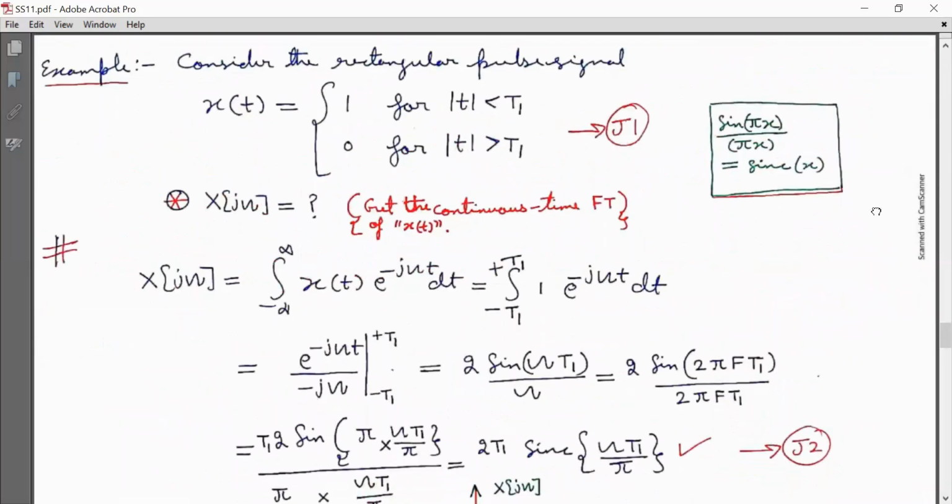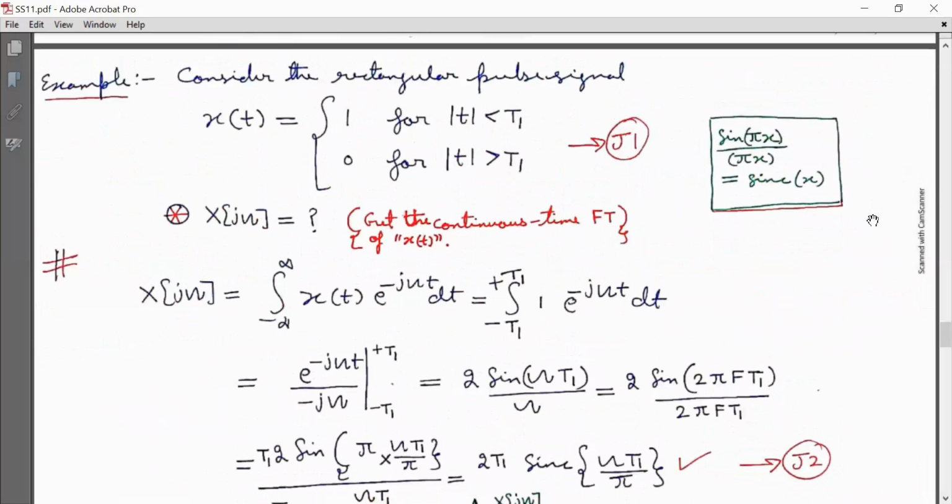Now consider the first example. Consider the rectangular pulse signal in the time domain as x(t) equal to 1 for magnitude t less than capital T1, and x(t) equal to 0 for magnitude t greater than T1. Mark it as J1. Now get the continuous time Fourier transform of x(t). That is, we need to know capital X(jω).